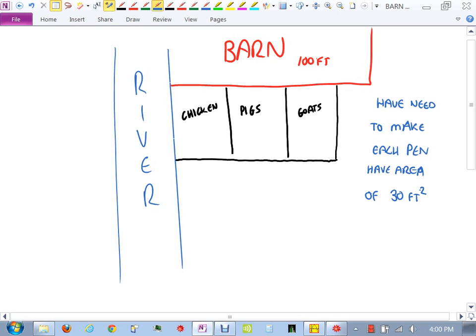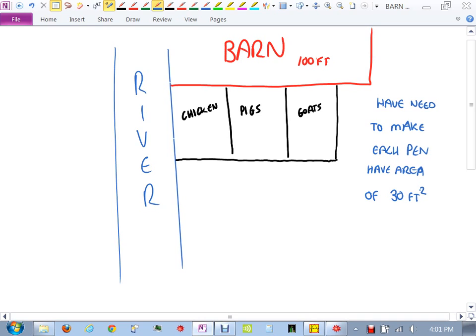What do you think the question is? I was going to start talking like a farmer, but I don't want to stereotype any farmers. So I'm sitting out there, looking out, and I want each pen to have 30 square feet so my chickens and pigs and goats are happy. Okay?